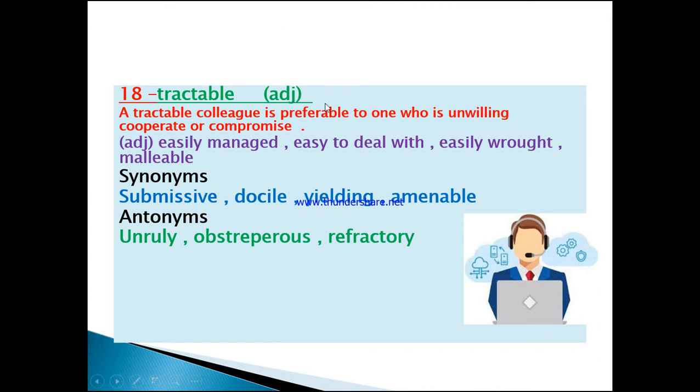A tractable colleague is preferable to one who's unwilling to cooperate or compromise. So guys, I think it's clear. Now, let's look at the antonyms: unruly, obstreperous, refractory. The opposite meaning could be willful, stubborn, hard-headed. Someone who doesn't carry out orders or instructions easily. This is the word tractable.